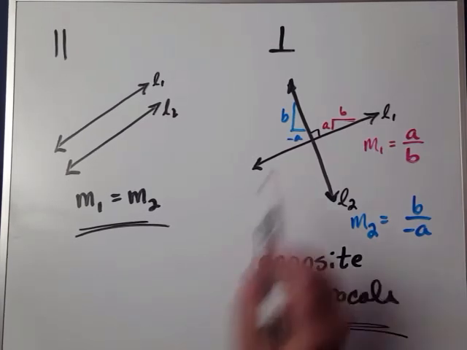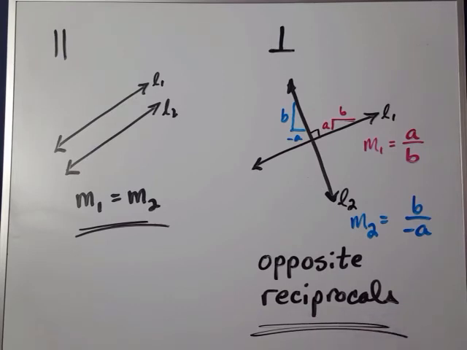If you have perpendicular lines, their slopes will be opposite reciprocals. Opposite meaning one's positive, one's negative. Reciprocal meaning flip it over. But we're doing both. Not just opposites, not just reciprocals, but opposite reciprocals. Change the sign and flip it over.